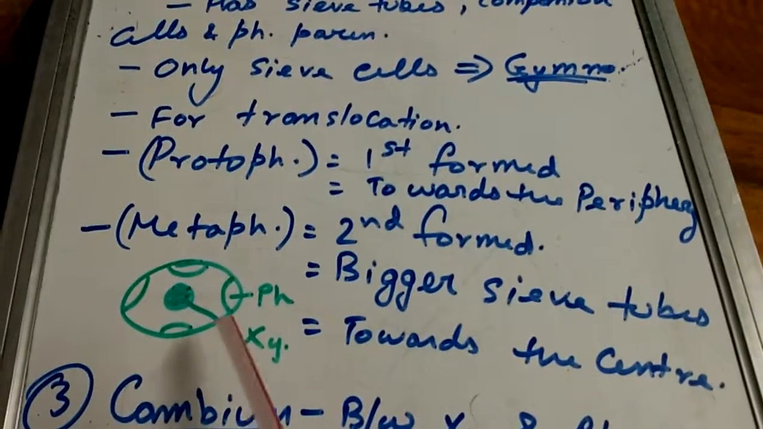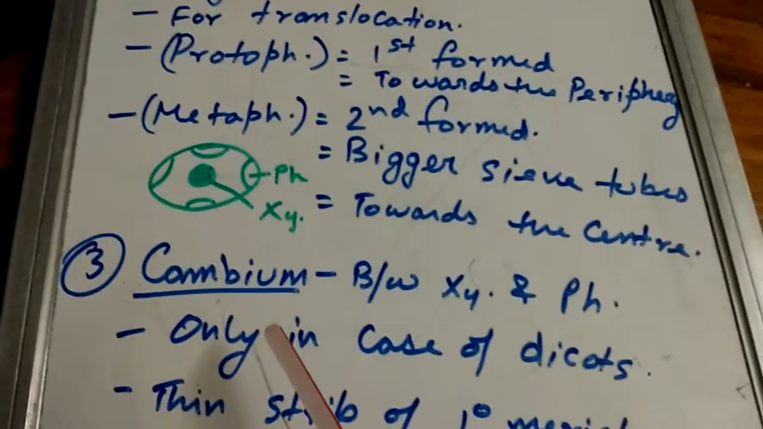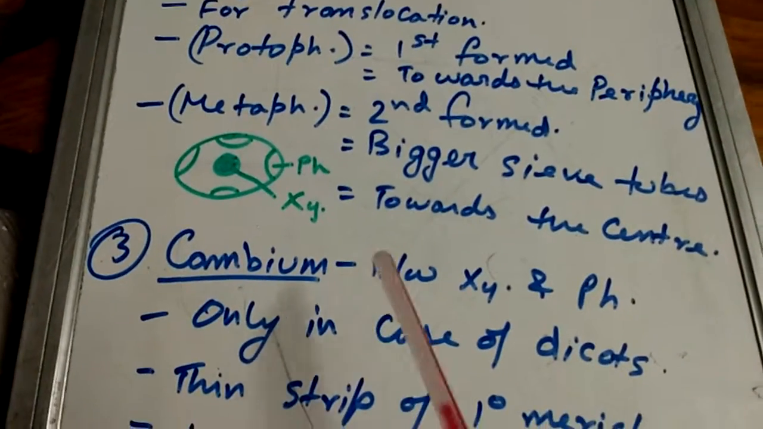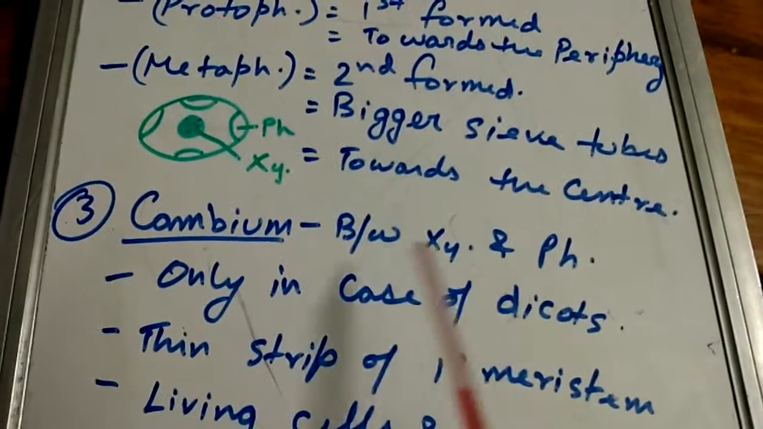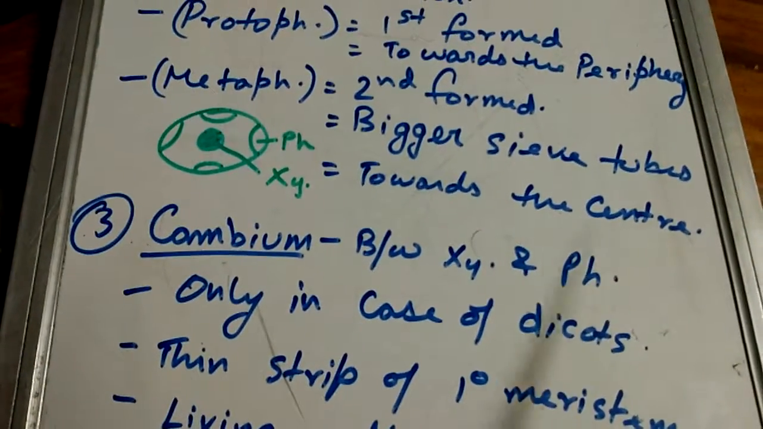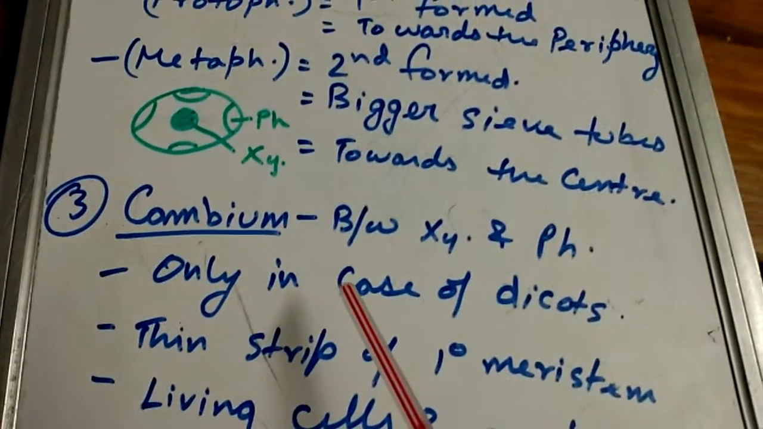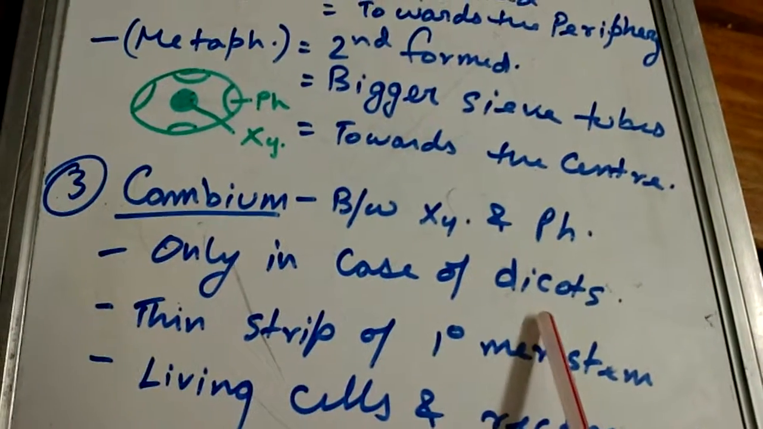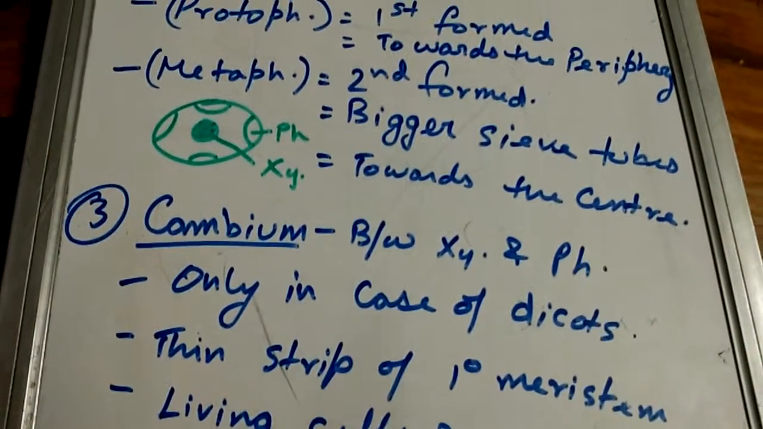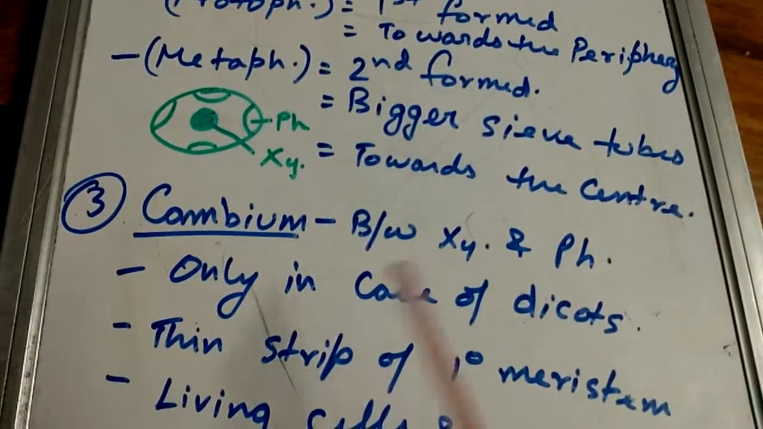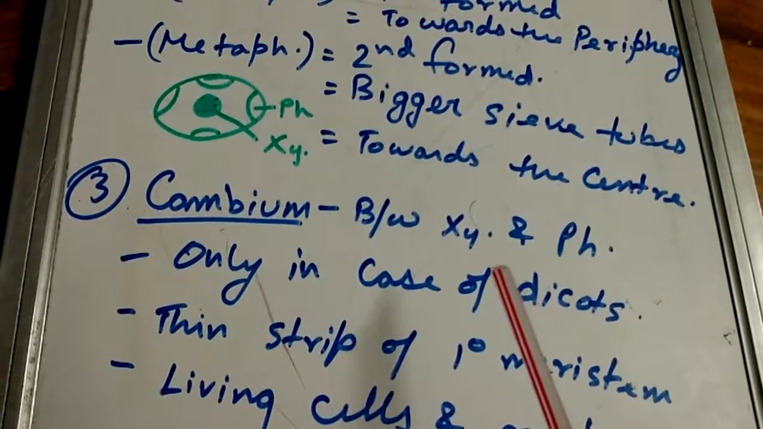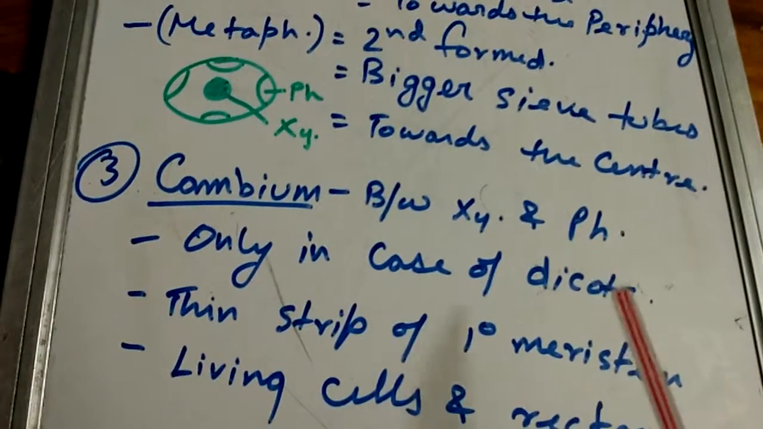The third constituent of vascular bundle is cambium. It is present between the xylem and phloem. It is not present in every root and every stem, but it is specifically present in the case of dicots, because dicots are known to show secondary growth, and secondary growth is solely due to cambium. So cambium is the sole reason for the achievement of secondary growth, which is very common in dicots.